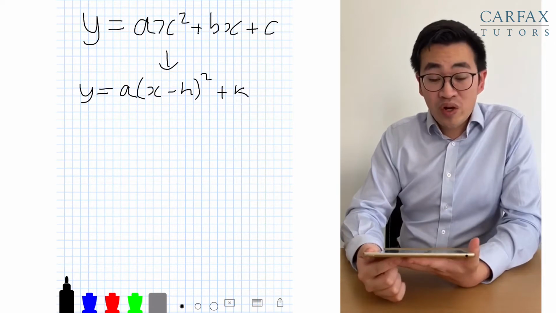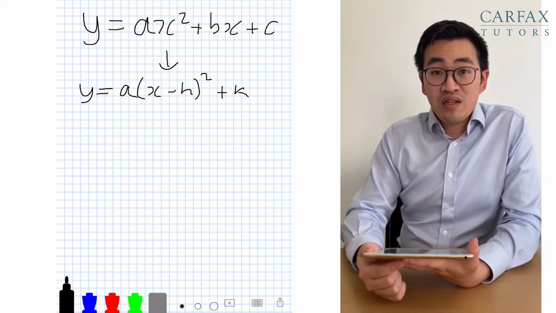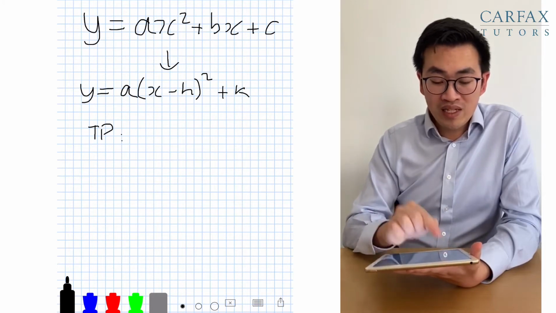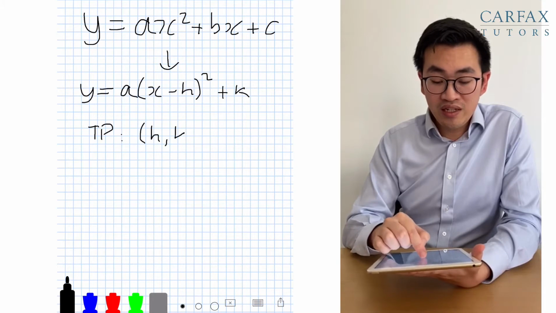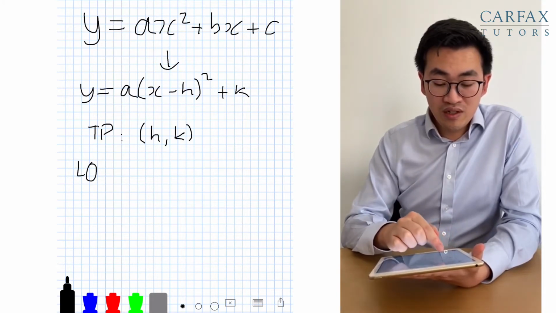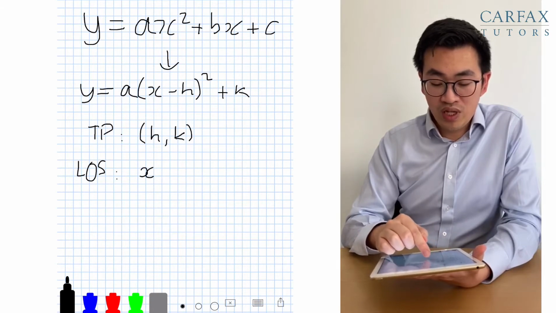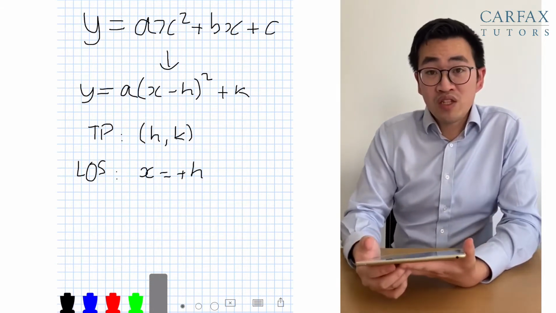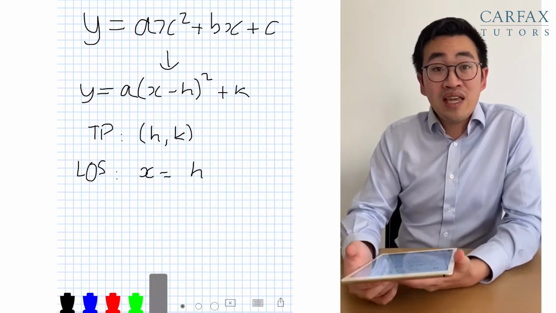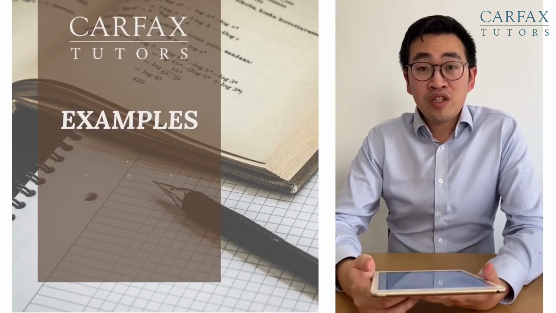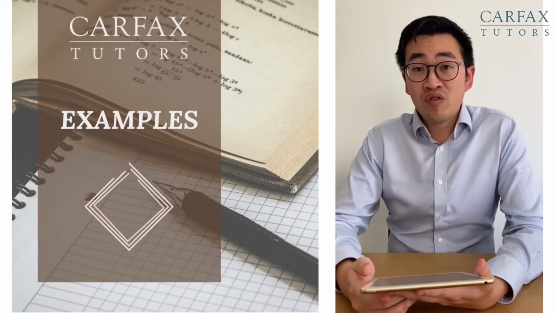And by completing the square, we can find out the turning point. The turning point could be the minimum or maximum, which has the coordinate h, k. We can also find out the line of symmetry of the quadratic, which would be x equals h. And using completing the square, we can also find out the x-intercepts by setting y equal to 0. I will be talking through two examples of completing the square.